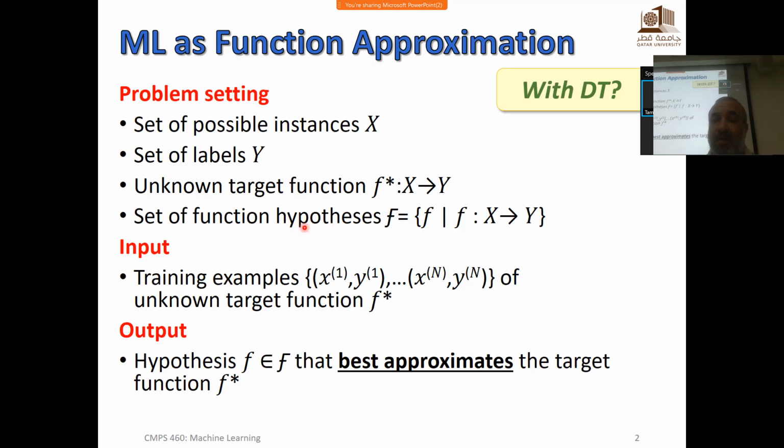And of course the training. How about the set of function hypotheses? All possible.